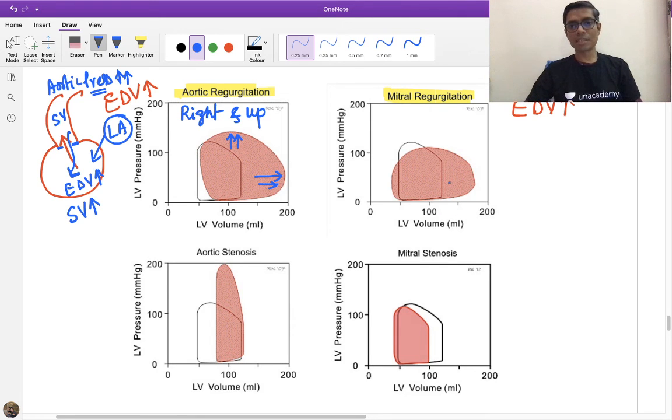Okay, so that's why simply there will be increase in end diastolic volume and the curve will shift on the right side only. Upward shift is not there.